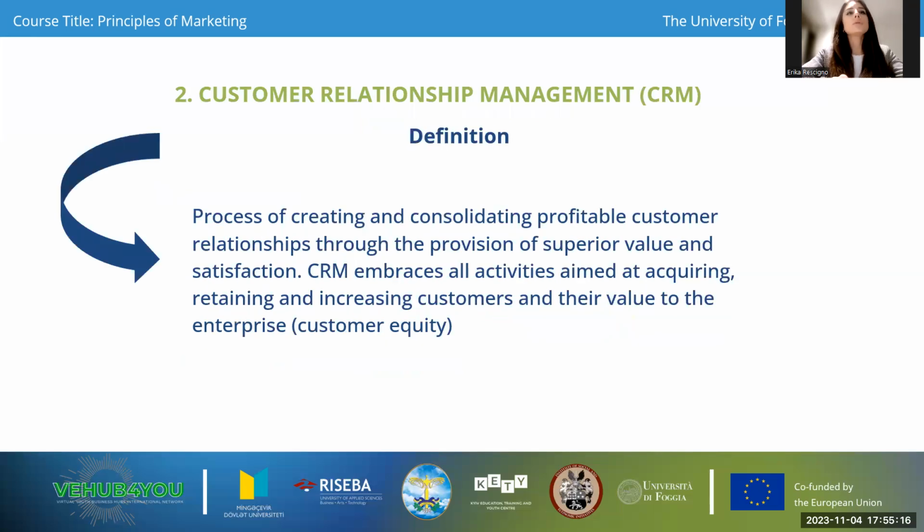Now we move to another concept, the customer relationship management, or the CRM. Improving customer satisfaction and loyalty is vital for the success of any business. And one effective tool for achieving this is customer relationship management. By capturing and analyzing customer data, businesses are able to understand the needs and preferences of customers. And this enables companies to personalize their marketing offerings and deliver a more tailored experience.